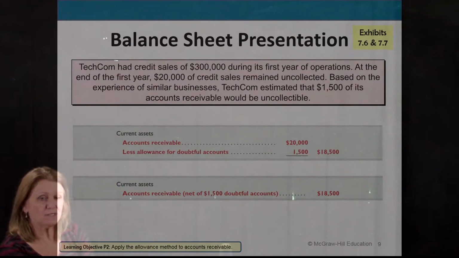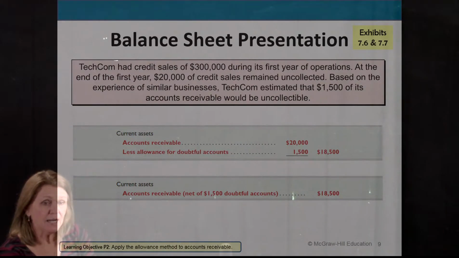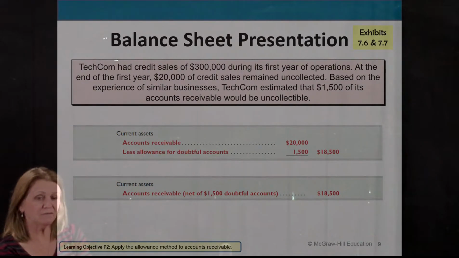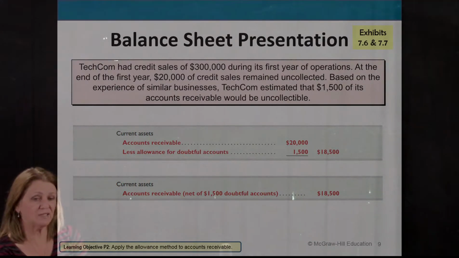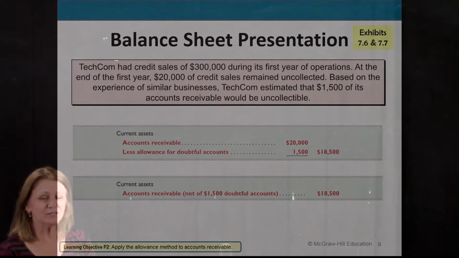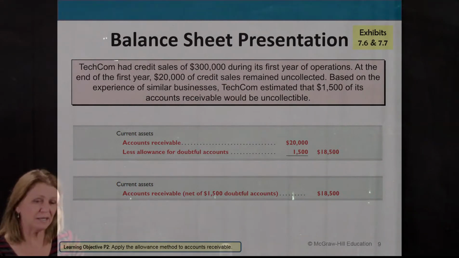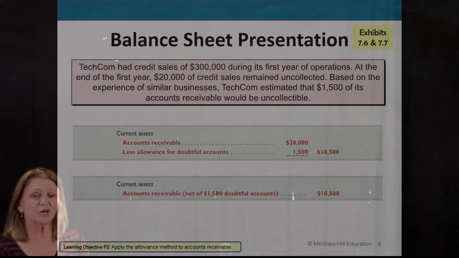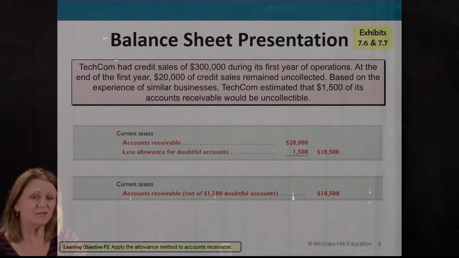So we're going to start with what's called the balance sheet presentation. We have the current assets, we have accounts receivable, less allowance for doubtful accounts. Below is a balance sheet presentation that just shows accounts receivable net of $1,500 doubtful accounts. I prefer the top one. It's just good managerial skills to show as much as you can on your financial statements so that people have a good understanding. So just like we show equipment, less accumulated depreciation on our balance sheet, we're going to show accounts receivable, less allowance for doubtful accounts. It's just clearer that way and easier to understand for most people.